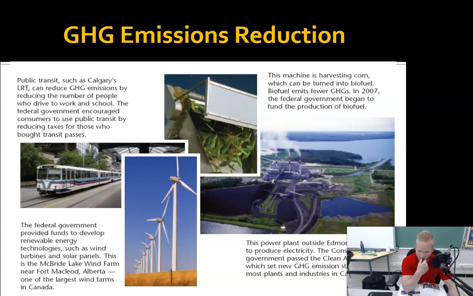Top right, this machine is harvesting corn, which can be turned into biofuel. Biofuel emits fewer GHGs. In 2007, the federal government began to fund the production of biofuel. And the bottom right, the power plant outside of Edmonton uses coal to produce electricity. The Conservative government passed the Clean Air Act in 2006, which set new GHG emission standards for most plants and industries in Canada.